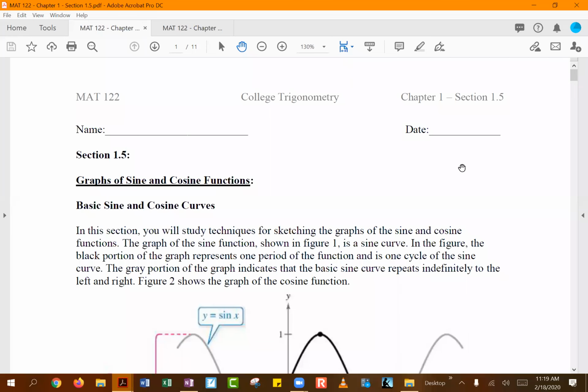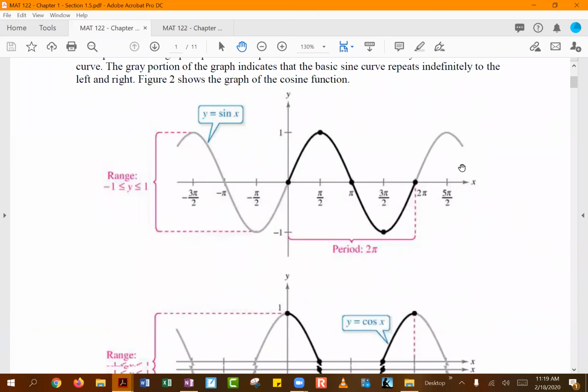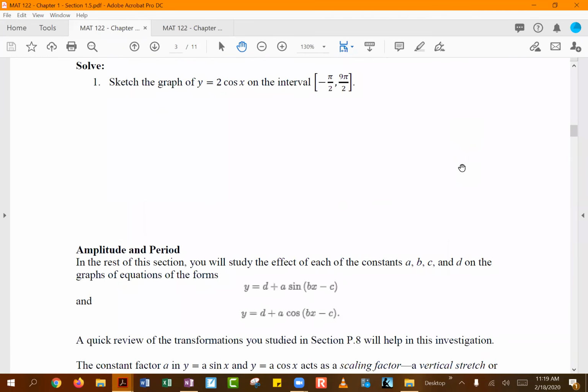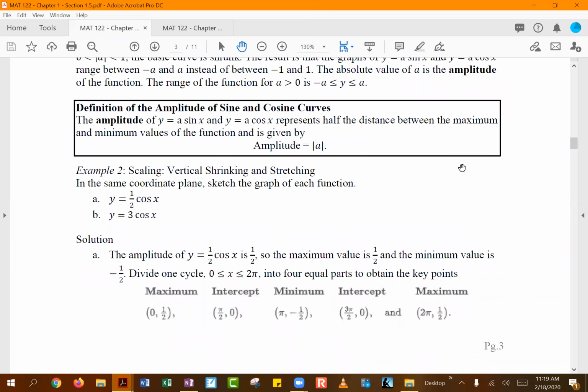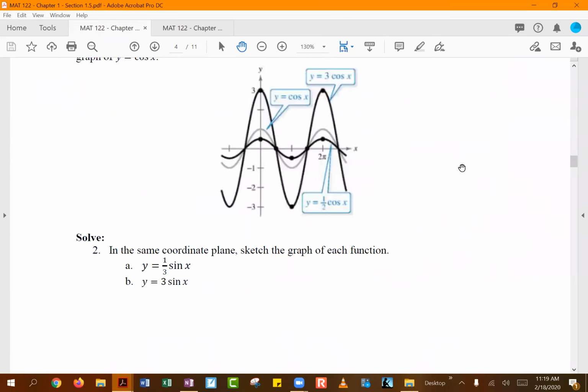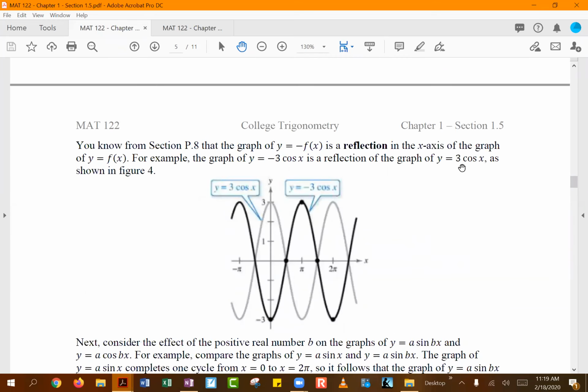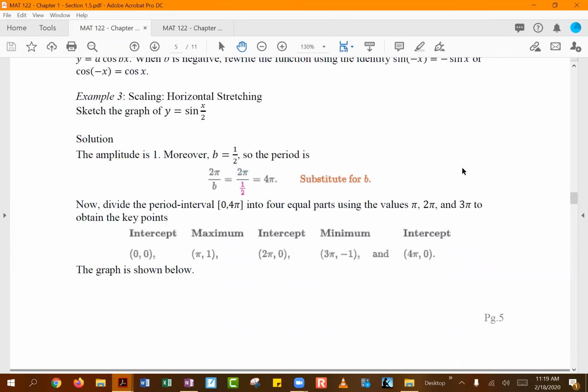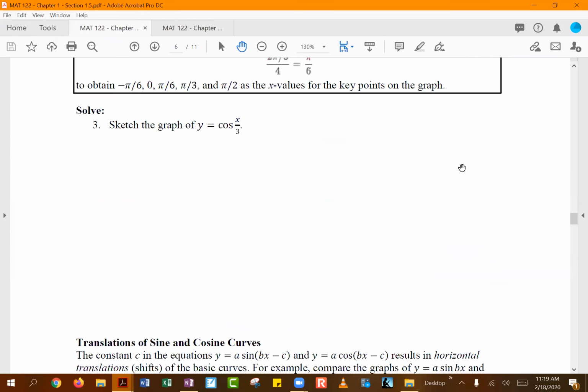Yeah, because we started looking at the basic graphs for sine and cosine. And we did amplitude last time, is that right? Okay. So we were looking at the period of the sine and cosine functions. We looked at example 3. So let's look at exercise number 3 here.